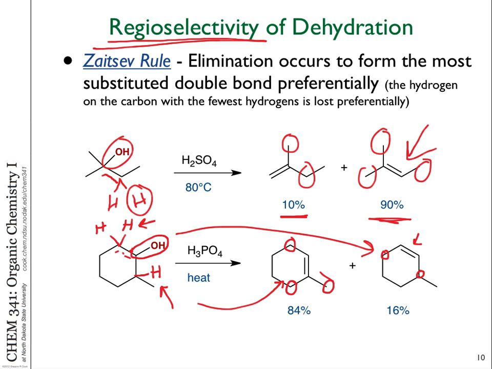It's not completely selective, by the way. You still see some of this as a minor product. That's why we refer to it as a selectivity. There is some preference for one over the other, but not complete control.